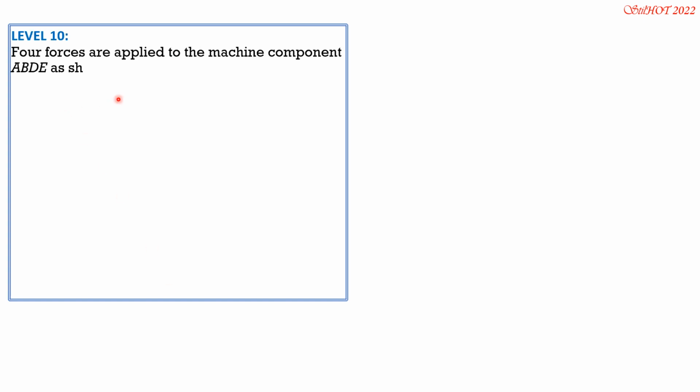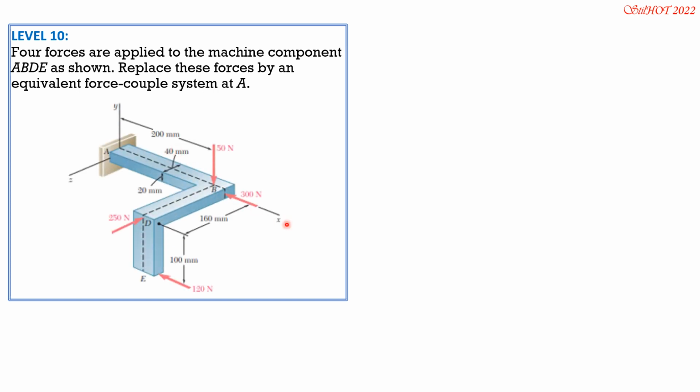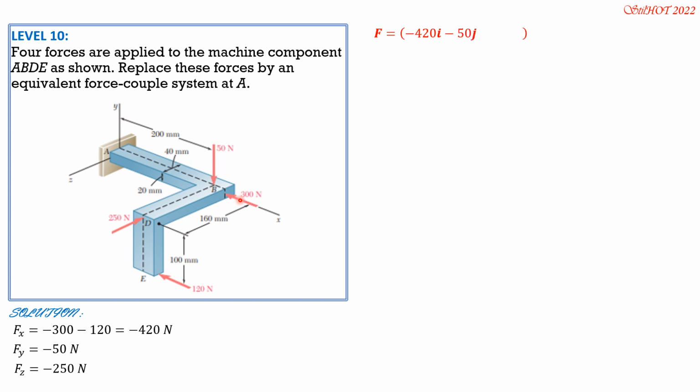Then lastly, level 10 problem, but this is simple. Four forces are applied to the machine component ABDE as shown. Replace these forces by an equivalent force couple system at A. So for the force, Fx is negative 300, negative 120, so that's negative 420 newtons. Fy is negative 50, opposite to the positive y-axis. Then Fz is negative 250. So therefore, the force is in vector form negative 420i, negative 50j, negative 250k newtons.